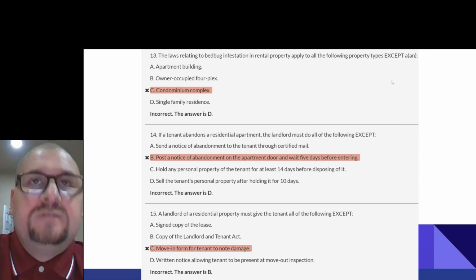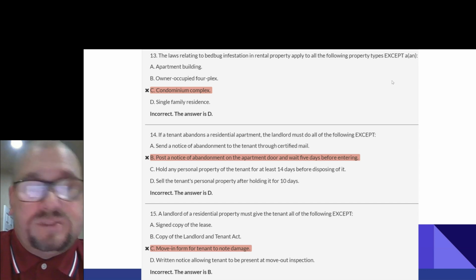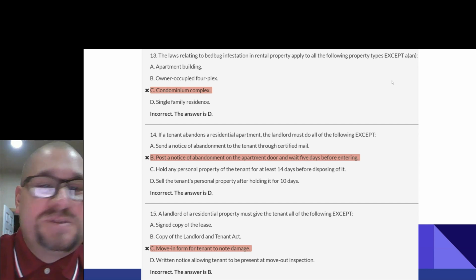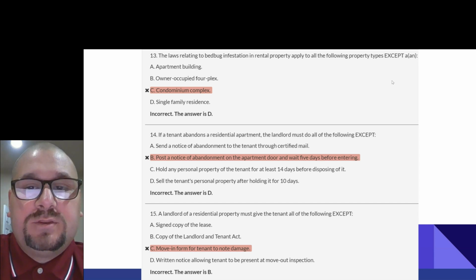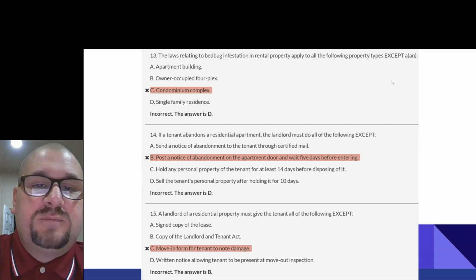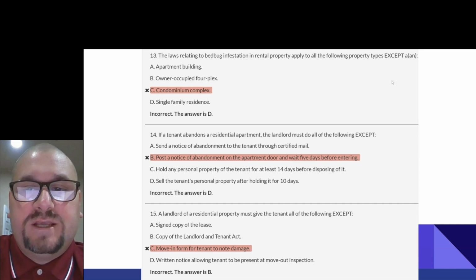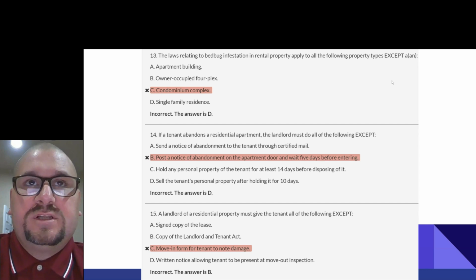How long do you have to hold it? 14 days, right? So D's wrong. Well, D's correct, but it's not what you're supposed to do. A, send a notice of abandonment to the tenant through certified mail. Yes. Post a notice of abandonment on the apartment door and wait for 5 days before entering. Yes. Hold any personal property of the tenant for at least 14 days before disposing of it. Yes.